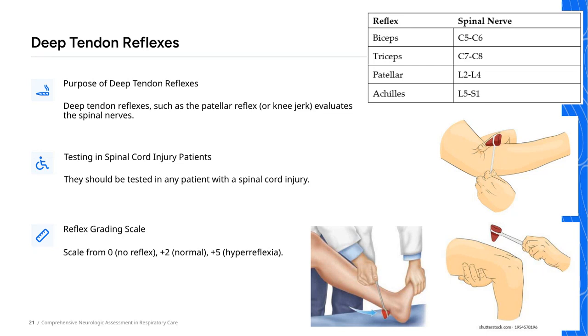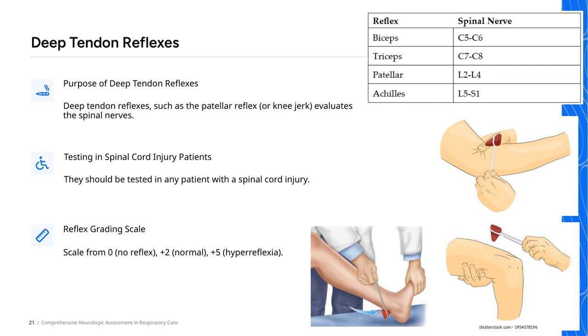Let's take a closer look at deep tendon reflexes, which are an essential part of the comprehensive neurologic assessment in respiratory care. On this slide, you'll see the reflex grading scale, which ranges from 0 to +5. A grade of 0 indicates no reflex response at all, while +2 is considered normal. If you observe a reflex at +5, that suggests hyperreflexia, which can indicate an overactive reflex pathway. It's very important to test these reflexes in any patient with a spinal cord injury because they provide valuable information about the integrity of the spinal nerves.